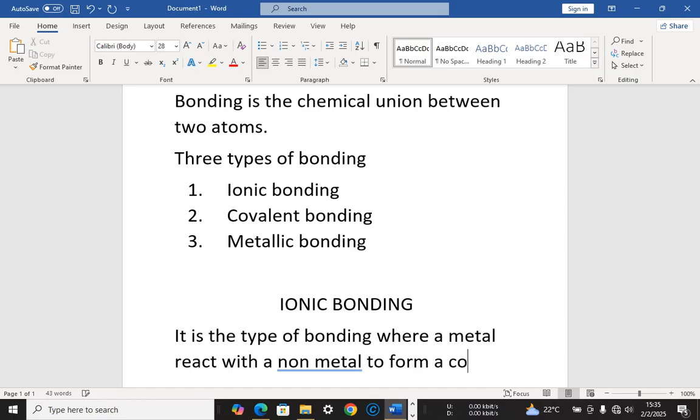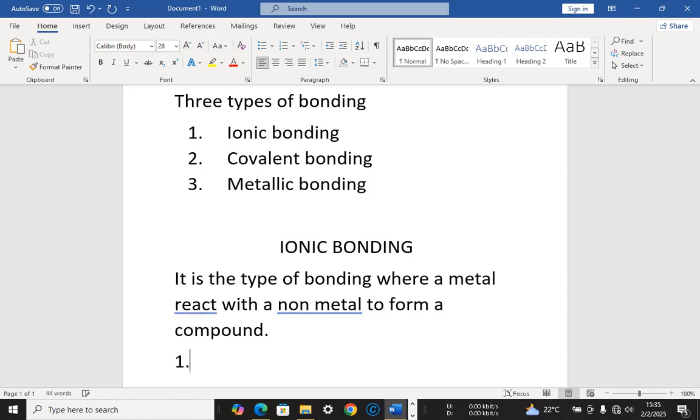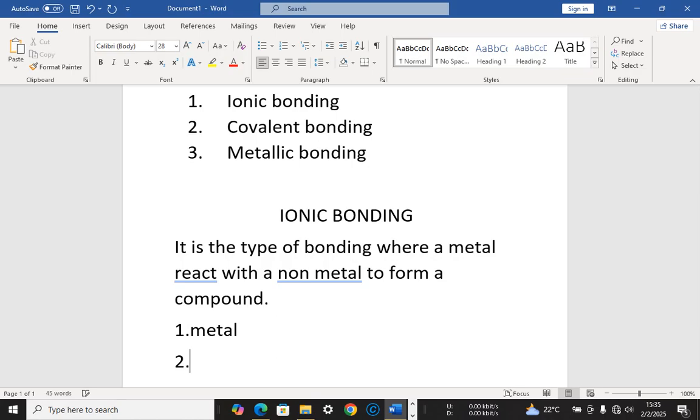So in this type of bonding we shall need two components: one will be a metal, and two will be a non-metal. Those are the components of ionic bonding. As you hear the word ionic, here we shall form ions at the end. We shall form what? Ions.